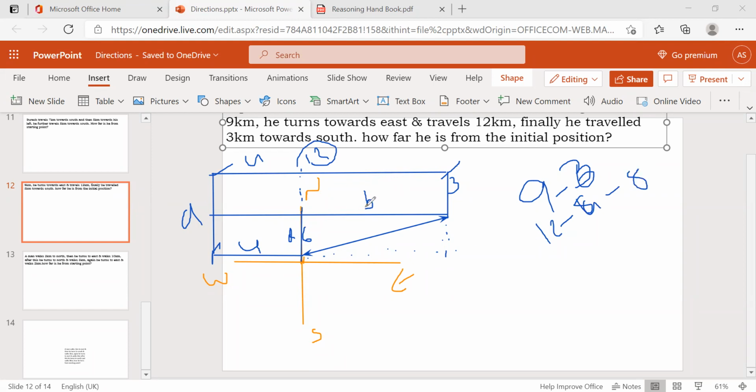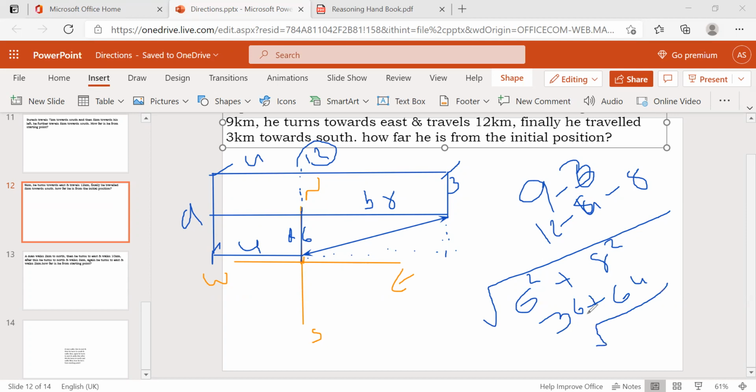Now we know this is 8 kilometers here, A, and 6 kilometers, B. So root of 6 square plus 8 square. 8 square is nothing but 64 and 6 square is nothing but 36. Root of 36 plus 64, root of 100. Root 100 means 10 kilometers. This is now 10 kilometers.